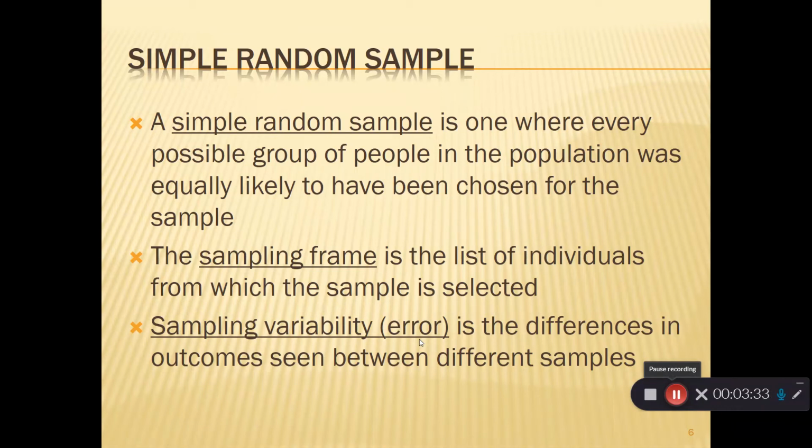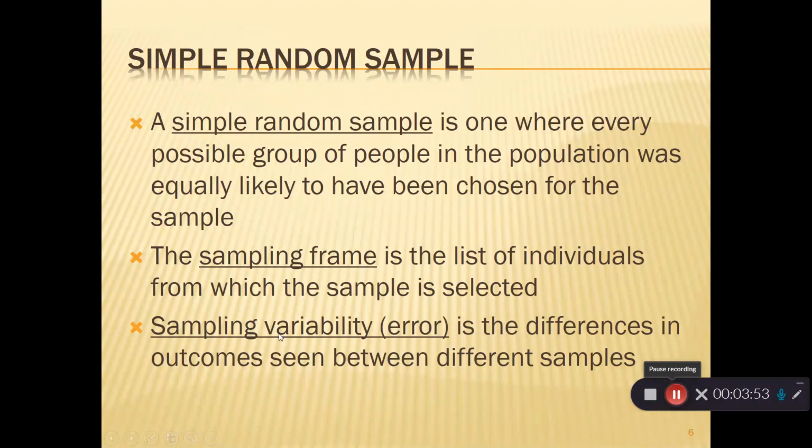A simple random sample is one where everyone in the population has an equal chance of being chosen for the sample. The simplest way to do that is to get a sampling frame, a list of everyone in the population, and then use a random number generator to randomly select some of the people on that sampling frame.